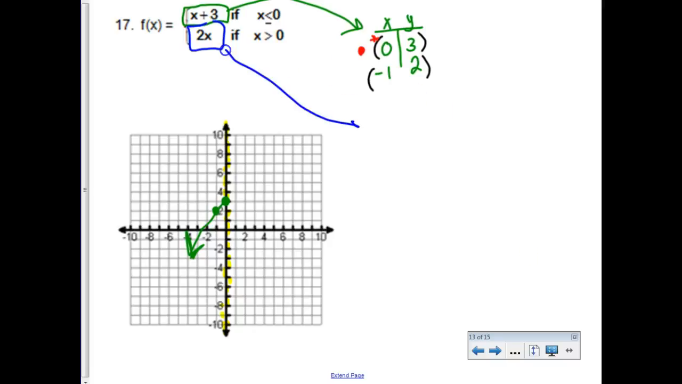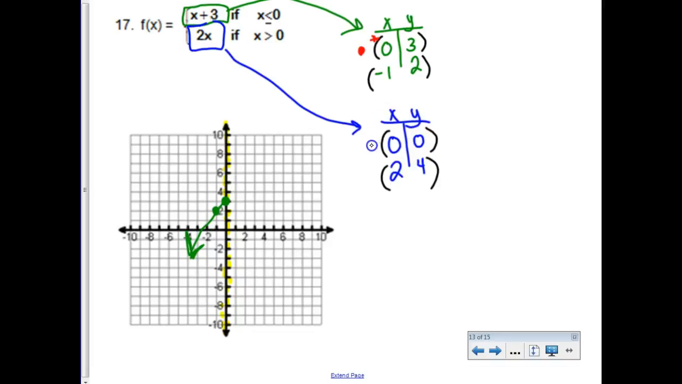All right, my next function. I have to start on the boundary line of 0, and then I choose values for x that are greater than 0. 2, shaking it up. If I plug in a 0, 0 times 2 is 0. If I plug in a 2, 2 times 2 is 4. So here's my first ordered pair, here's my second ordered pair.